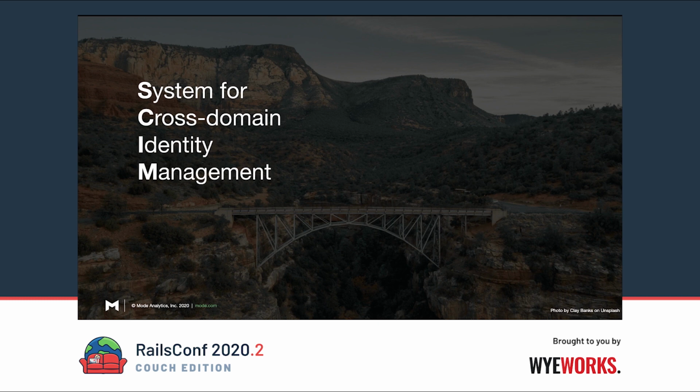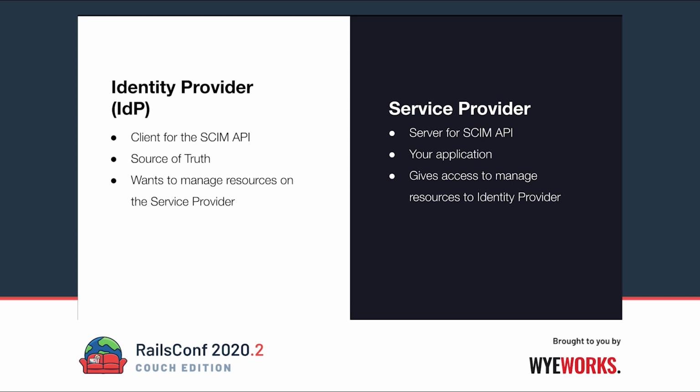What is SCIM? SCIM stands for System for Cross-Domain Identity Management. Note that throughout this presentation, when we say SCIM, we are referring to version 2.0 of the SCIM API. It is an API that is implemented by a service provider and used by an identity provider to manage resources on the service provider. As a B2B company, we implemented the SCIM API to allow our customers to manage their users and groups through third-party software, specifically starting with Okta. This gives the administrators at our customer organizations more control over who can access our product and the permissions they have within our product.